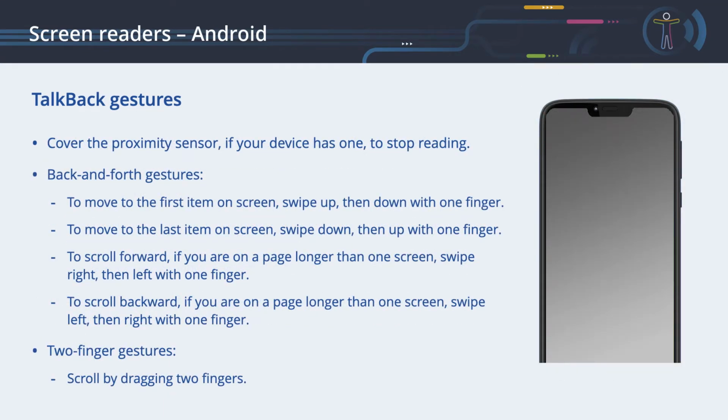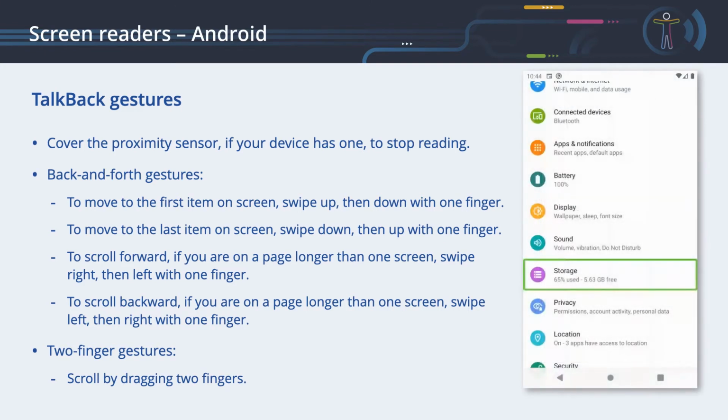Some more gestures. Cover the proximity sensor, if your device has one, to stop reading. Back and forth gestures. To move to the first item on screen, swipe up, then down with one finger.